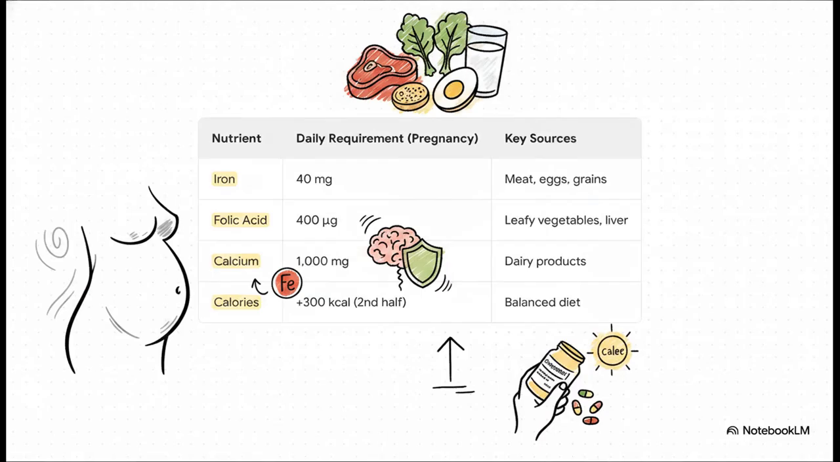Let's talk about nutrition for a second. Pregnancy really increases the body's demand for certain key nutrients. We're talking an extra 300 calories a day in the second half. But there are 2 supplements that are non-negotiable: iron, to prevent anemia, and 400 micrograms of folic acid to prevent neural tube defects. And ideally, that folic acid should be started even before conception.